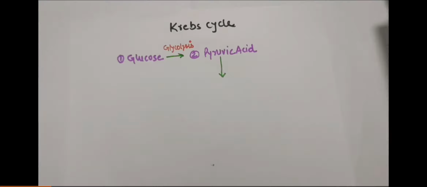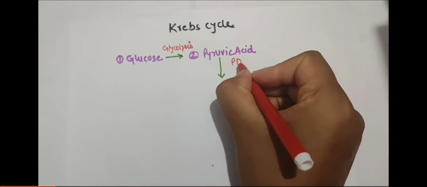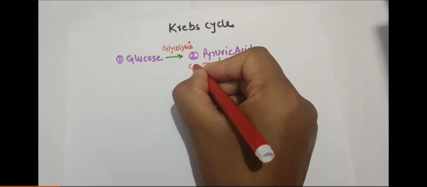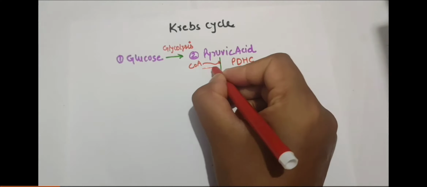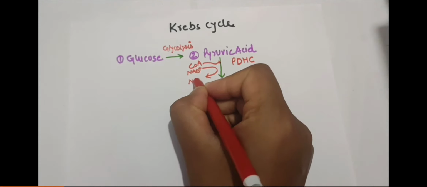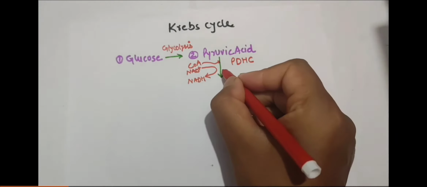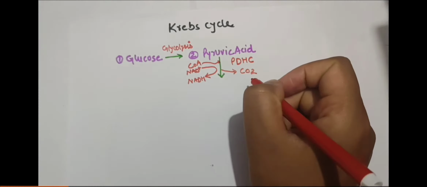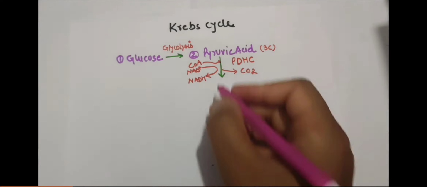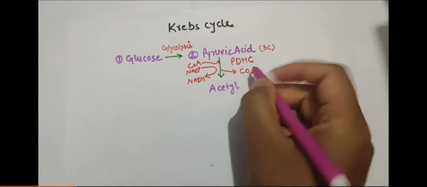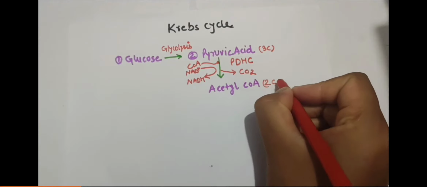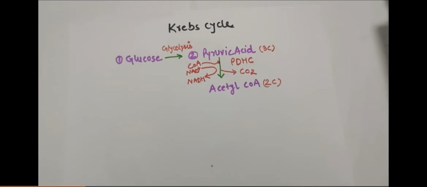Now the pyruvic acid undergoes oxidation by a complex called the pyruvate dehydrogenase complex, and here coenzyme A enters the reaction and NAD positive converts into NADH. Also, one molecule of CO2 is released here. So pyruvic acid is a 3 carbon compound, and upon oxidation it will form acetyl CoA. Acetyl CoA, which is a 2 carbon compound, is the entry molecule of the Krebs cycle.